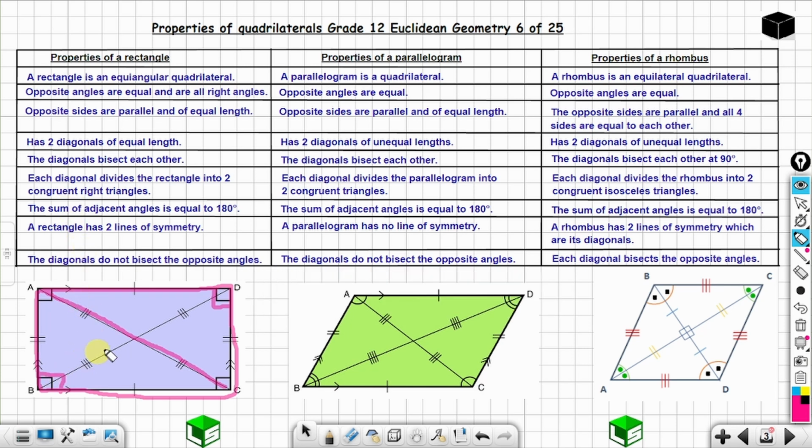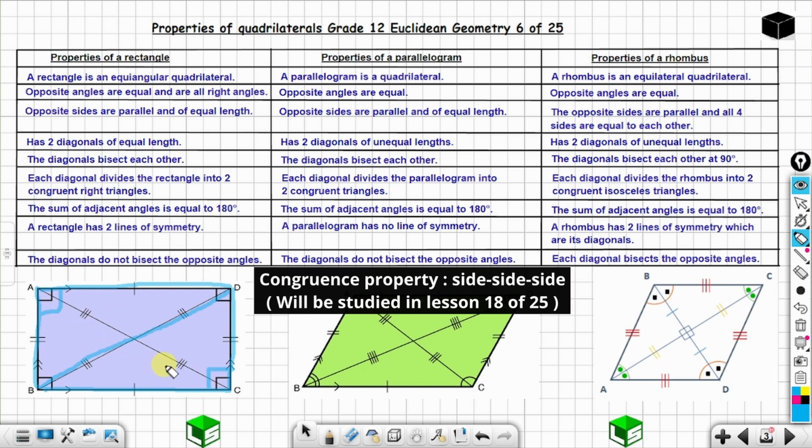Okay, you can also check this diagonal. Let me show you that. This diagonal also gives you two right triangles. You have your right angle there. Congruence property, side, side, side. This side is the same as this side, this side is the same as this side, and they have a common side. So congruence property, side, side, side. Okay, let's carry on.